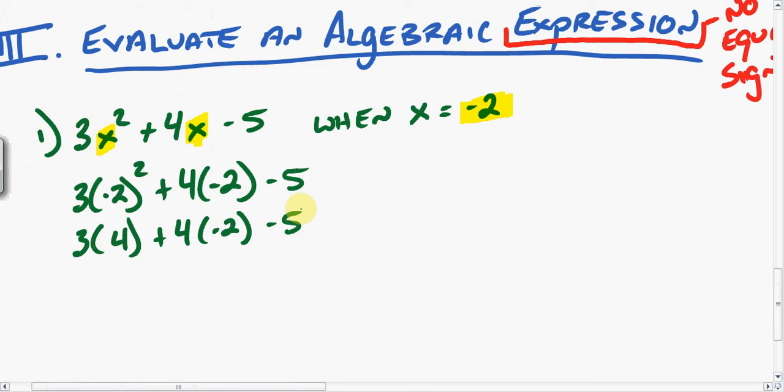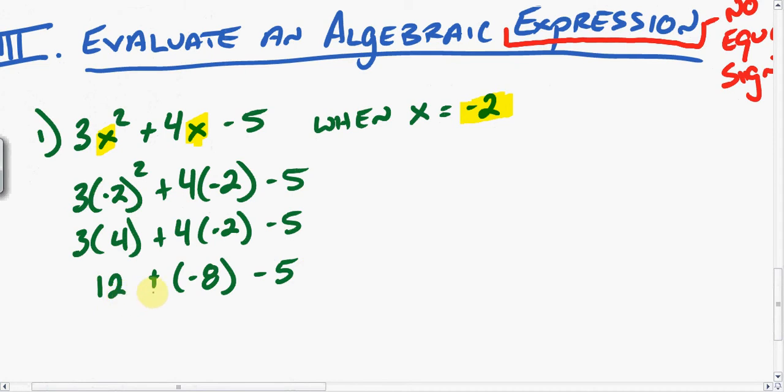So we've got P, E. Now we're going to do M and D for PEMDAS, multiplication and division. All we see is a set of multiplication here, a set of multiplication here, so we want to evaluate both of those. So 3 times 4, that's 12, plus 4 times negative 2, well that's negative 8, minus 5. So we've done multiplication. There was no division. Now we want to look at addition and subtraction. Remember, we're going to evaluate both of those from left to right.